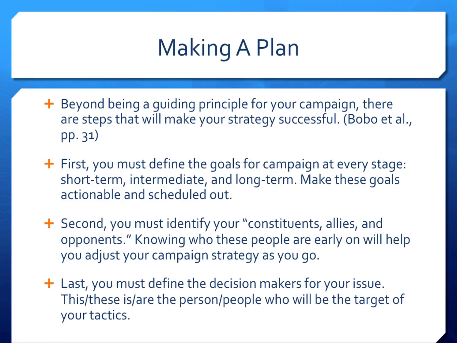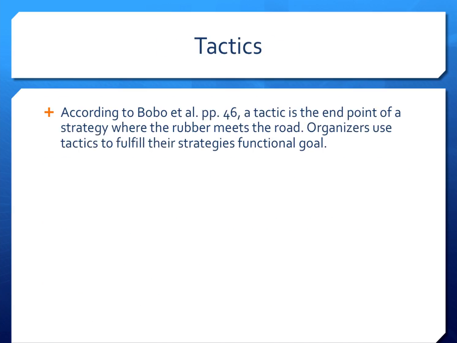Last, you must define the decision makers for your issue. This person or these people will be the ones you target with your tactics. And what are tactics? According to Bobo et al., page 46, a tactic is the end point of a strategy where the rubber meets the road. Organizers use tactics to fulfill their strategy's functional goal.